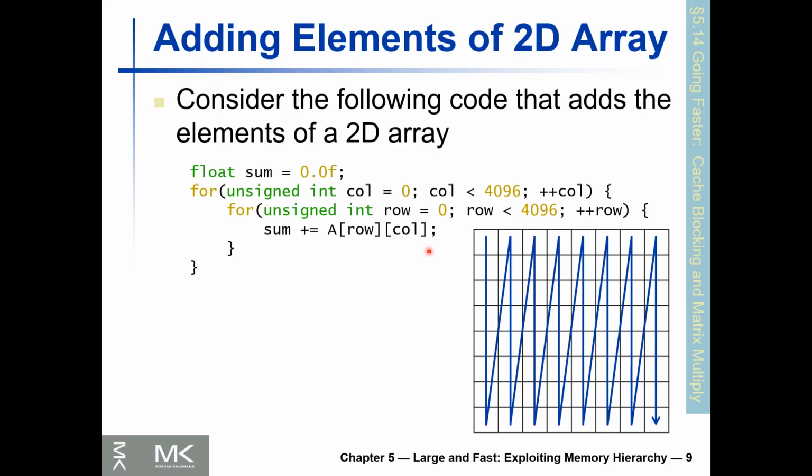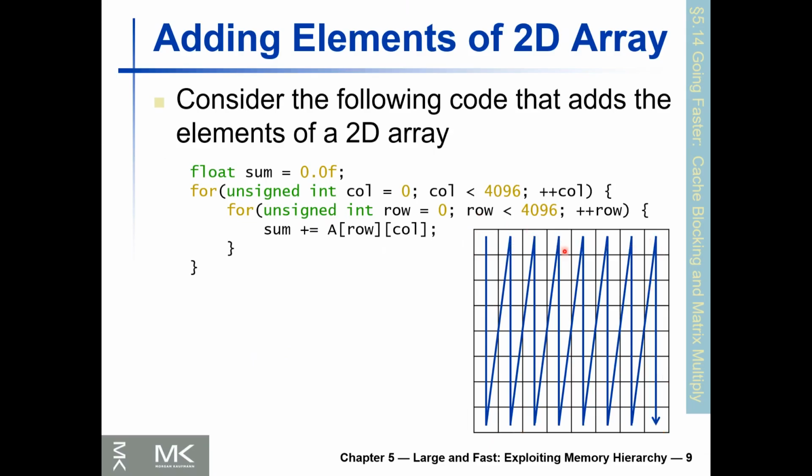Okay, so in this 2D array that we're adding right here, the way that these array elements are placed in memory is you're going to have the first value in the first row, then the next value in the first row, then the next value, then the next value, then the next value, etc.